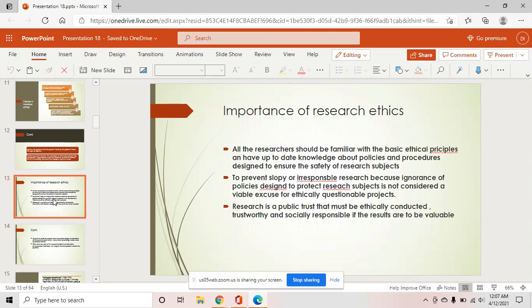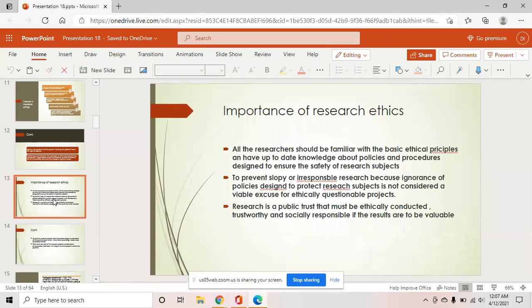Importance of research ethics. All researchers should be familiar with the basic ethical principles or have up-to-date knowledge about the policies and procedures designed to ensure the safety of research subjects, to prevent sloppy or irresponsible research, because ignorance of the policies designed to protect research subjects is not considered a viable excuse for ethically questionable projects.